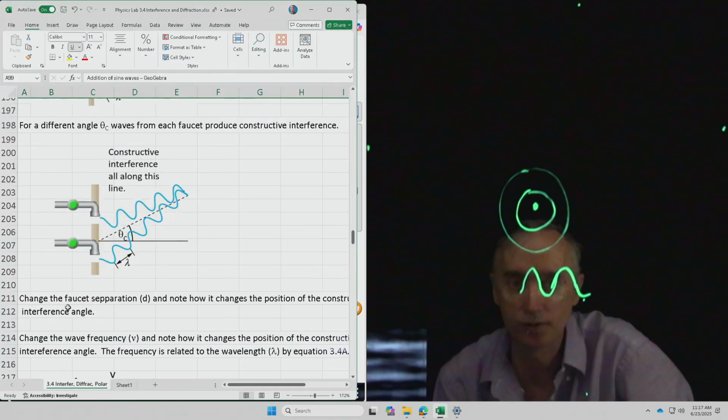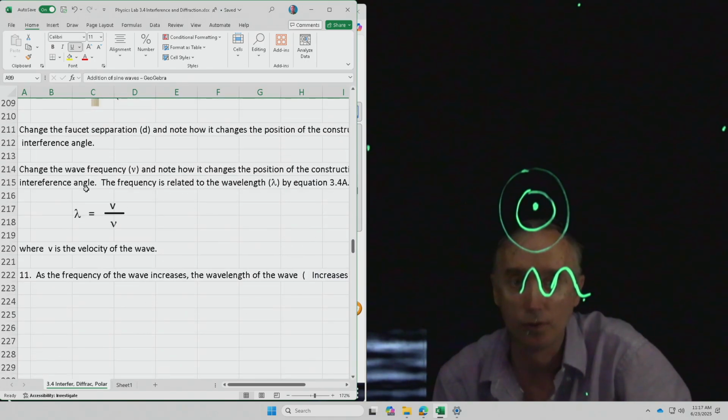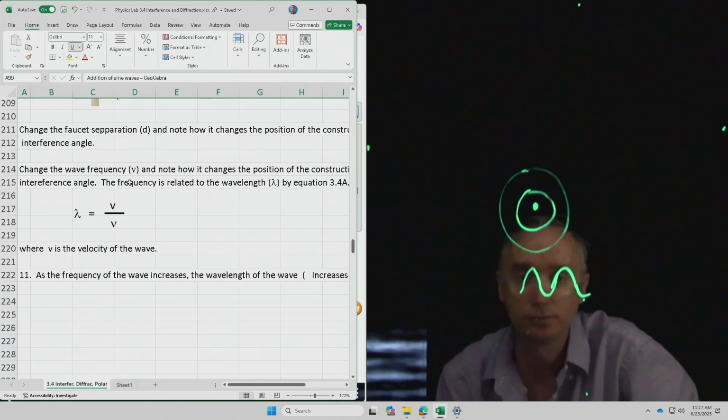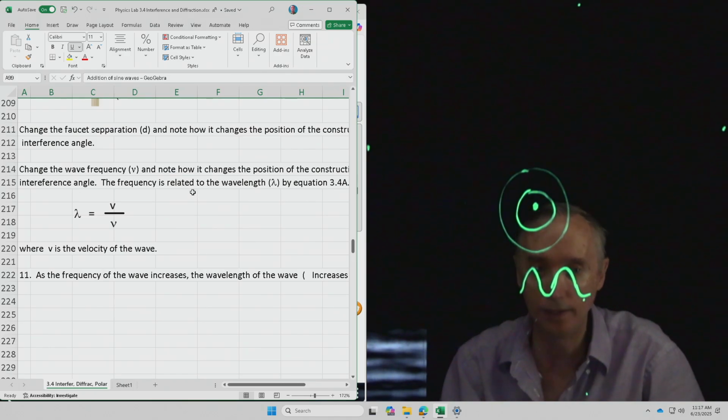So it says change the faucet separation, and notice how it changes the position of the interference angle. Then it says change the wave frequency, and note how it changes the position of the angle. And then I want you to think about, how does that change the wavelength? When I change the frequency, how does it change the wavelength?